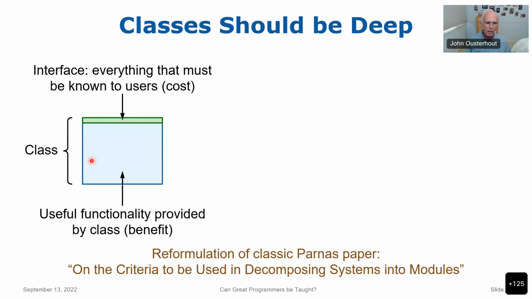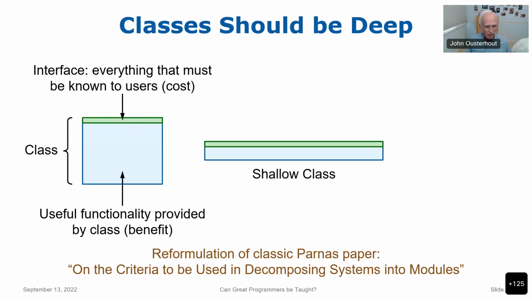So if you think about these two things, the functionality of the class is its benefit. That's what it's doing for you. So that's goodness. Interface is cost. That's something people have to learn. It's overhead. And so bigger interfaces are worse. More functionality is better, but small interfaces are better. So you can think of classes as being either shallow or deep. A shallow class is one that has a really large interface, but not a whole lot of functionality underneath that. This is not a great class.